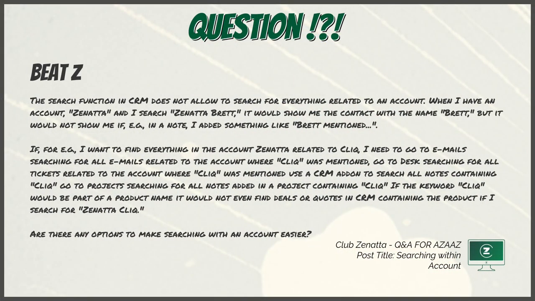All right, this one comes from Beat Z, and he says the search function in CRM does not allow me to search for everything related to an account. When I have an account in Zenatta and I search Zenatta Brett, it would show me the contact with the name Brett, but it will not show me the notes, something I added, something Brett mentioned. To find everything on the Zenatta account related to Click, I need to go to email, search for all emails related to an account where Click was mentioned, go to Desk and search for all tickets where Click was mentioned, on and on. Are there any options to make searching an account easier?